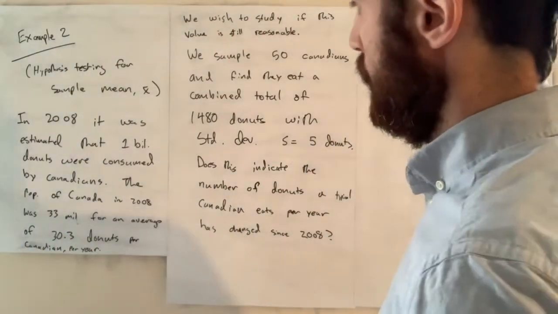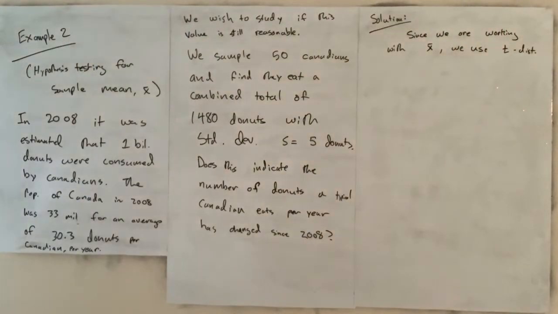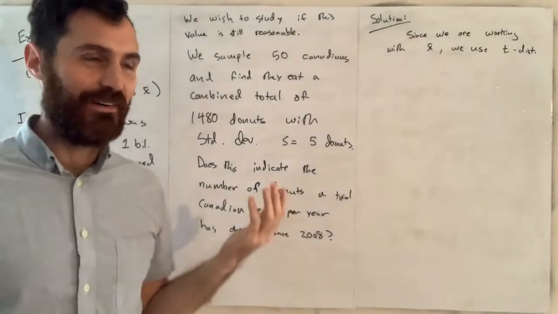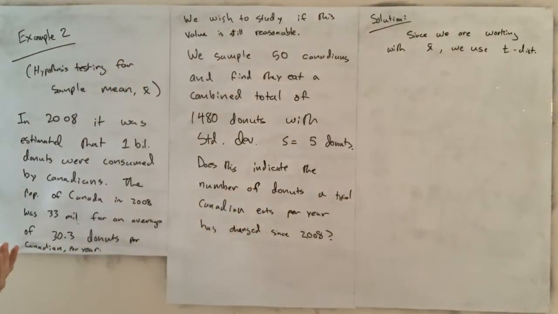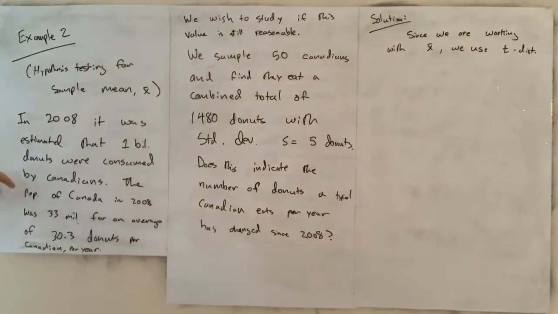So what we're going to do is, we have this example. It's about donuts. You guys probably think I eat a lot of donuts. I do. In 2008, it was estimated that 1 billion donuts were consumed by Canadians. I was reading online about how Canadians are the top donut eaters in the world, which is pretty cool. The population in Canada in 2008 was about 33 million. So that gives an average of 30.3 donuts per Canadian per year, or at least for that year.